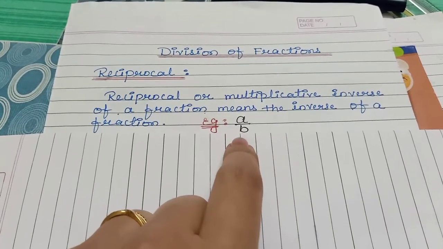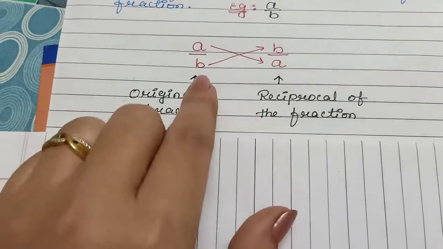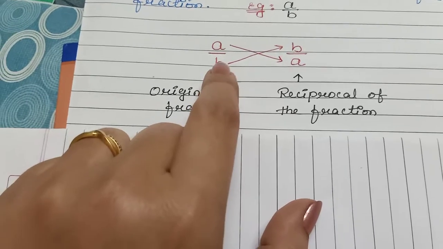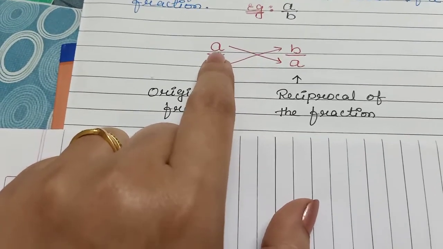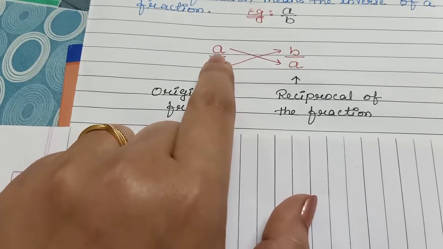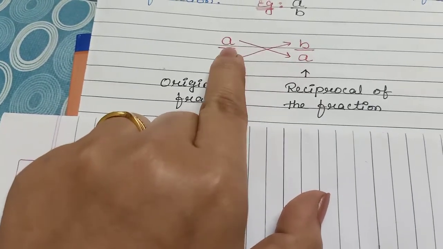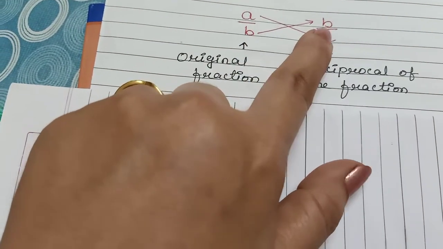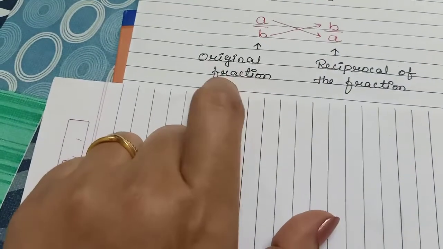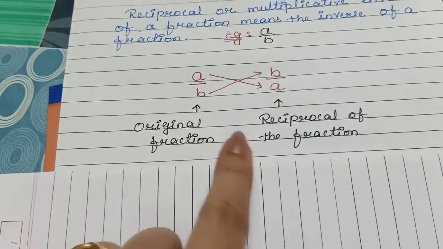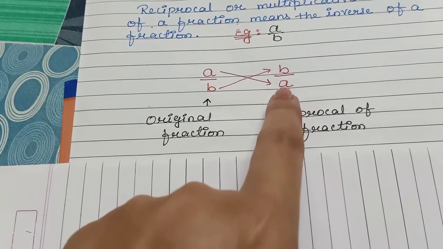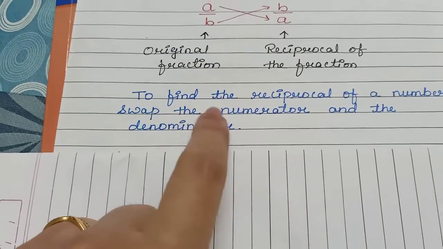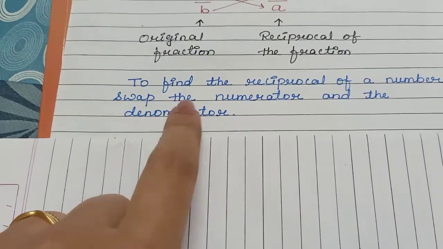I have taken here a upon b. So when we see a upon b, if I try to take out the reciprocal of a upon b, what I have to simply do is shift this numerator to the denominator. That is, a as numerator becomes the denominator and b, the denominator, will become the numerator. So the original fraction will be a upon b and the reciprocal of the fraction will become b upon a.